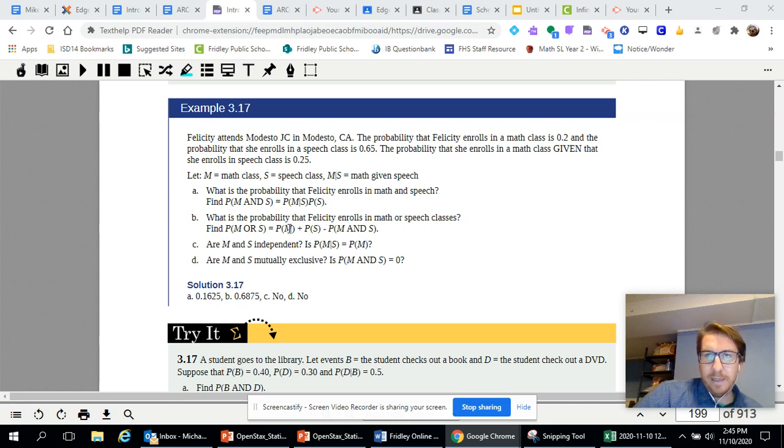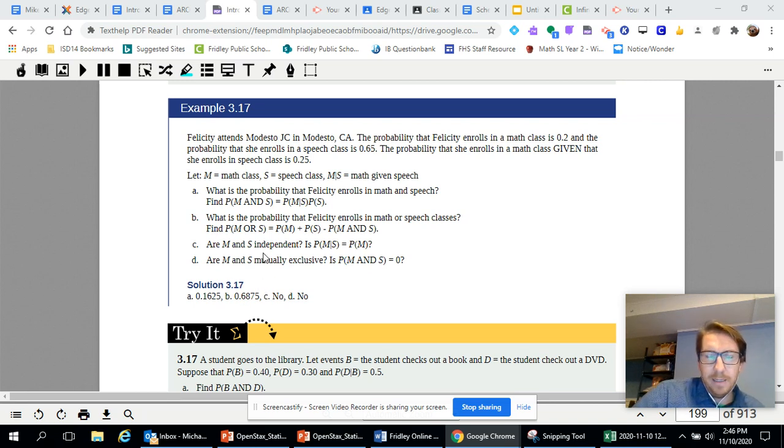So the numbers would look like 0.2 for math, 0.65 for speech, and then the middle part, which we just found there, was 0.1625. And our final answer would be 0.6875. So about 68.75% of the time, they're taking a math or a speech class.